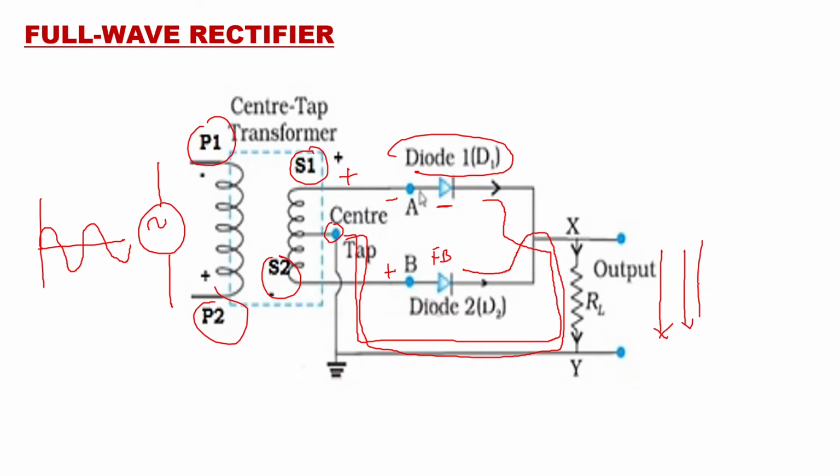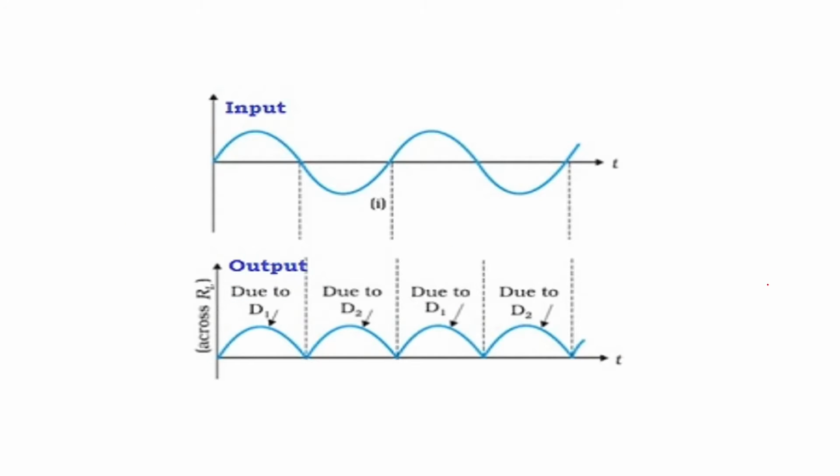That means at the output, the voltage or current will be in one direction only. So it is called a full wave rectifier. Here you can see the input and the output cycles shown. This is the input, positive, negative, positive, negative. For the positive input you are having the positive half cycle because of diode D1. For the negative input also you are having a positive half cycle because of diode D2.